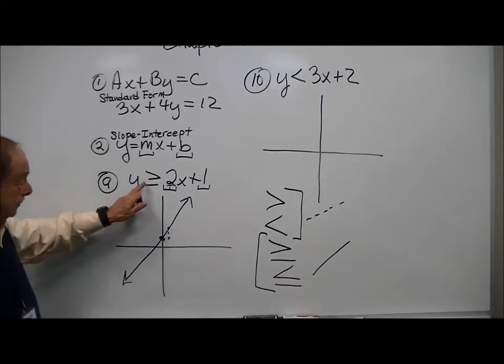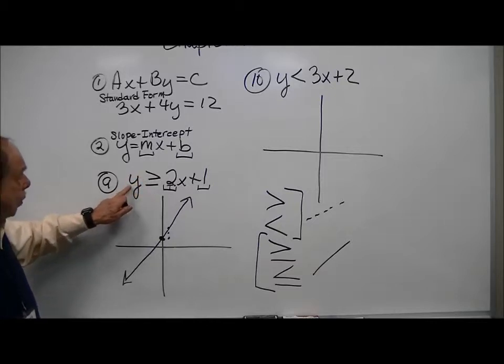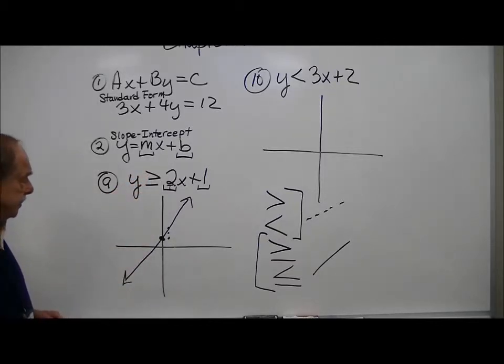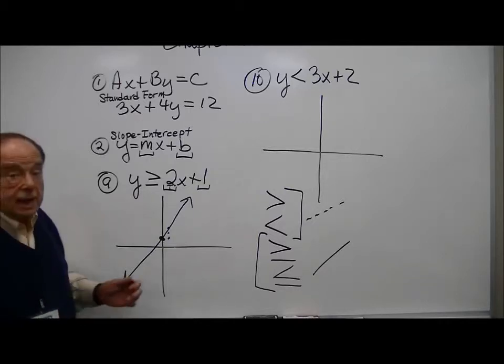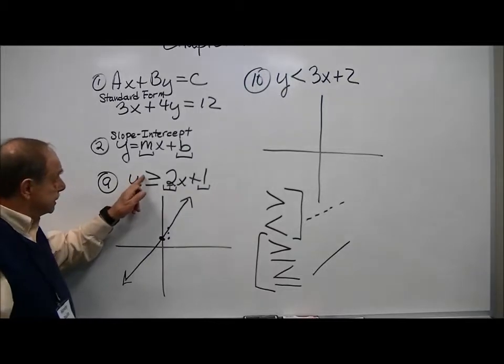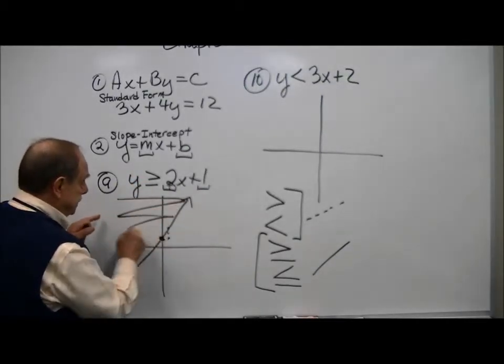And that would be if it were equal. But here it says greater than. Y is greater than. So we have to do some shading. And one of the rules that I mention to my students is if a positive y is greater than, you're going to shade above the line.